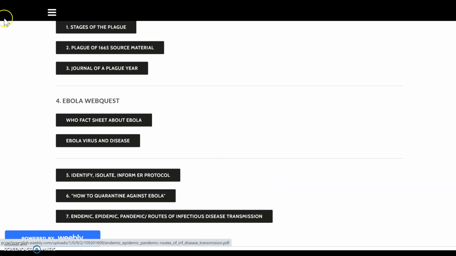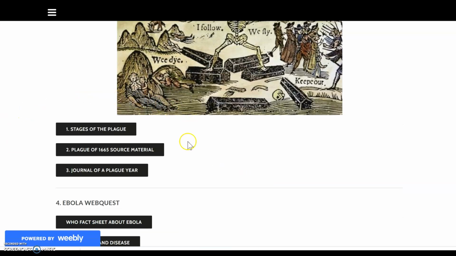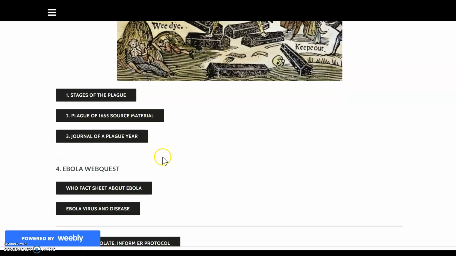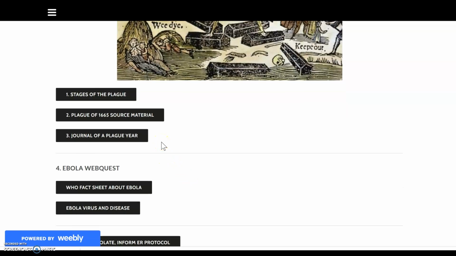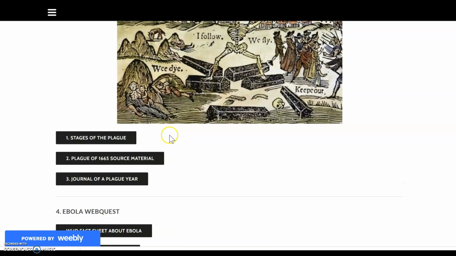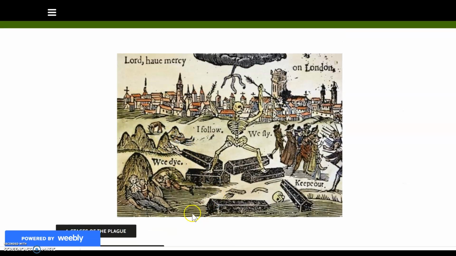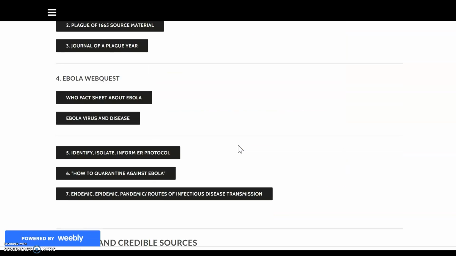Okay, this is the last assignment for this week. We're going to take just a quick detour from the plague of 1665 to talk about some important terminology for this unit. If you are on the PV Raider website, you will see on Unit 4, listed under number 7, it says endemic, epidemic, and pandemic roots of infectious disease transmission.